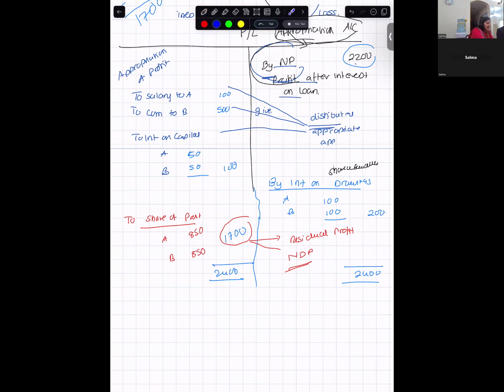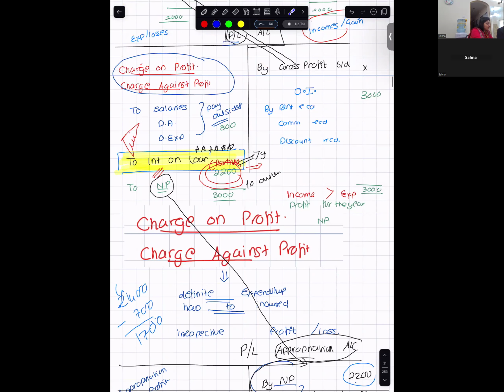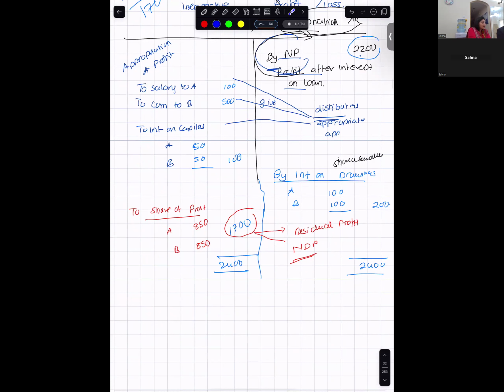Whatever happens in the appropriation account is basically appropriation of profits, or I could say it is distribution of profits only to partners. If no profit, no appropriation. I'm repeating again: if you have no profits, you will have no appropriation. But if you have no profits, the charge will still be there. This is the difference between charge against profit and appropriation of profits.